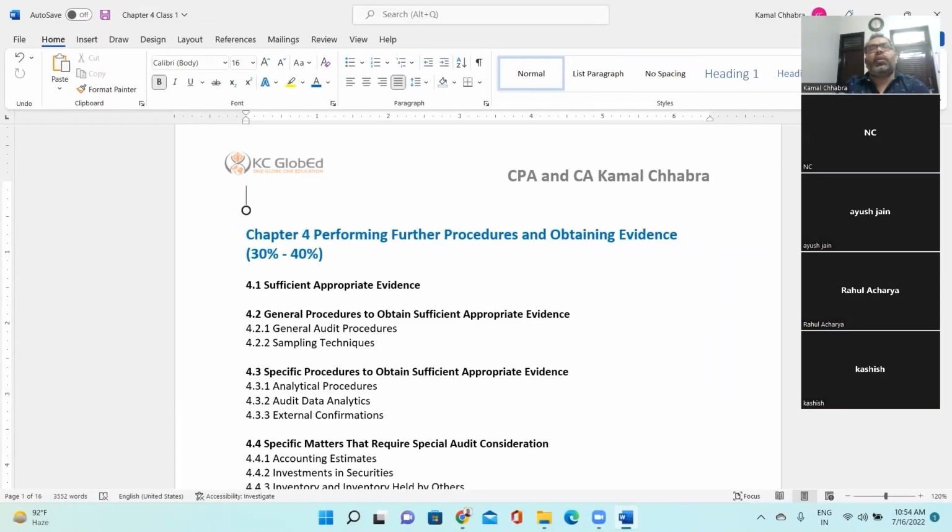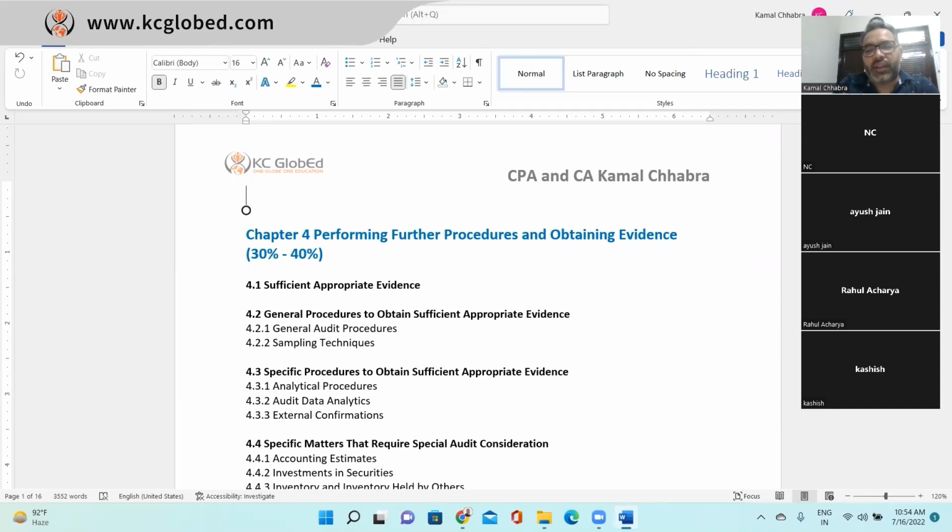Chapter 4 is performing further procedures and obtaining evidence. It would be around 30 to 40% of your examination. This is the most important chapter for your examination. You can easily expect around 35% on average coming from this chapter, and it's not so big.